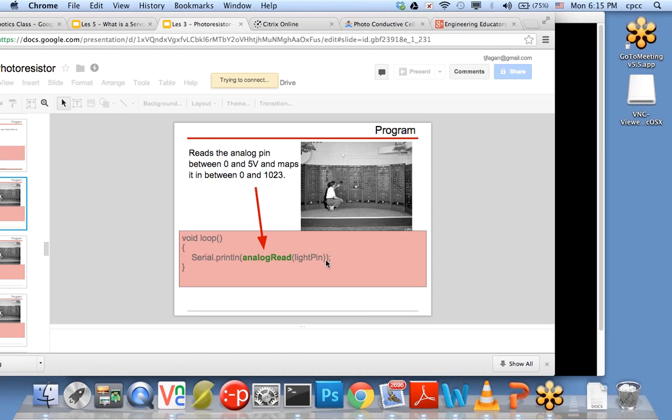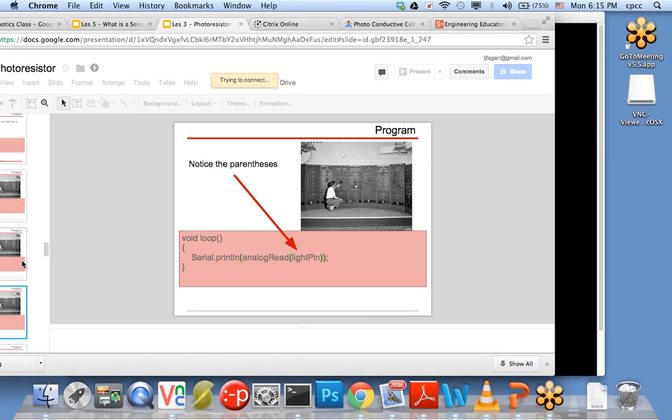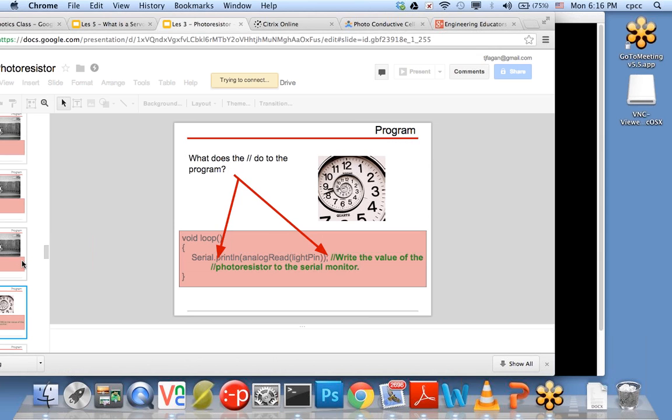So let's continue on. Analog read, again, reads the analog pin between 0 and 5 volts. We will be hooking the 5 volts up to the 0 through the resistor and the photoresistor. And then it maps it in between the 0 and 1023, which is an 8-bit processor, basically. So I'm going to lower everybody's hands and continue on down.